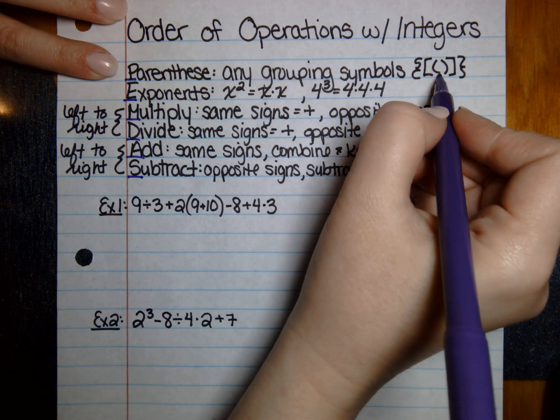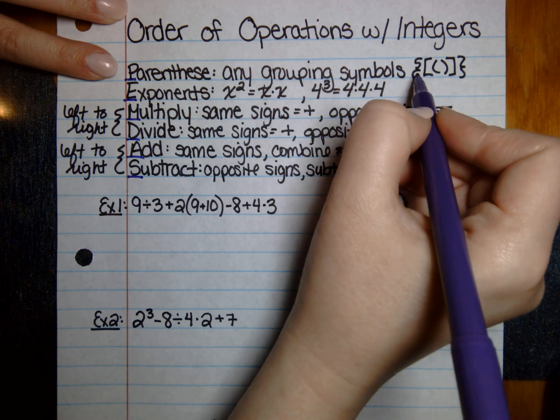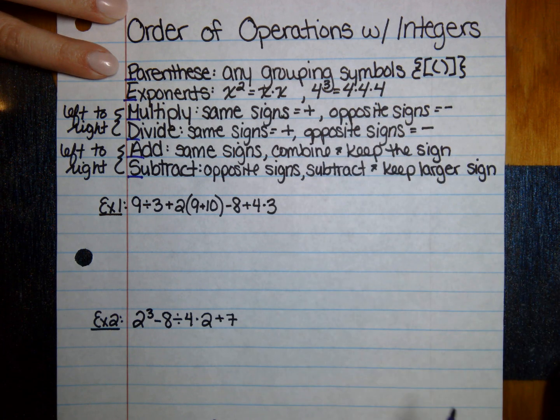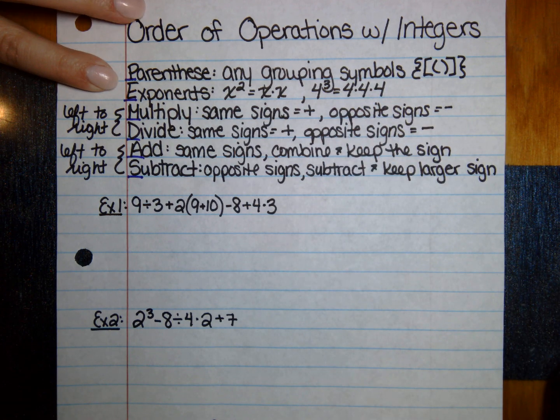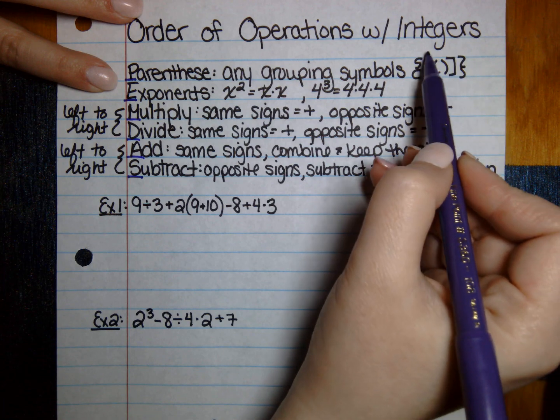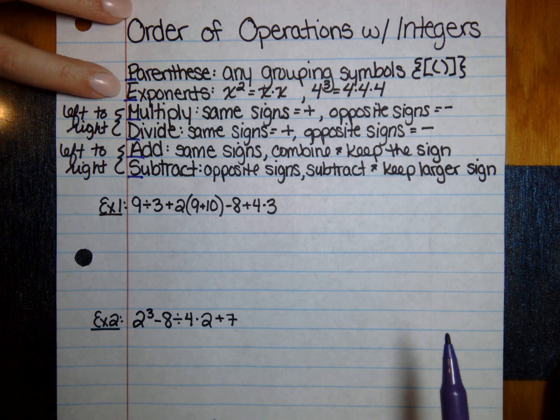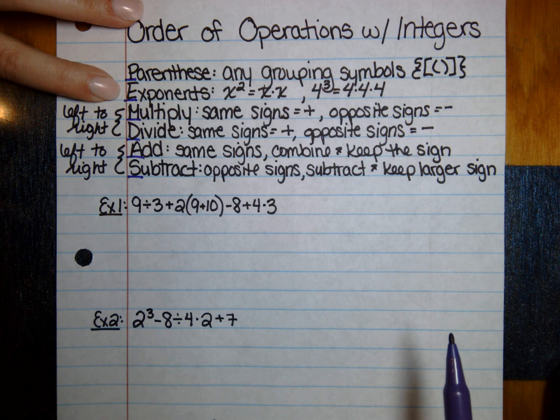So we have parentheses in the middle, we have brackets, that's the straight lined, and then we have what they call fancy braces or fancy brackets. So all of these would be considered parentheses when you see them in your problem. Your second step is your exponents.